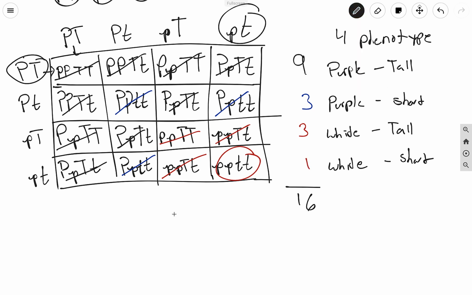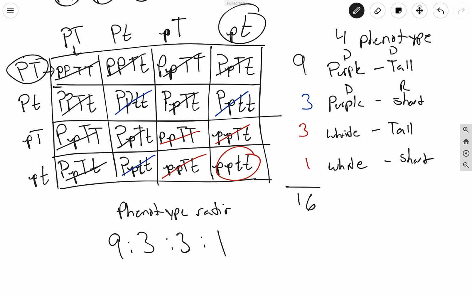So the typical phenotype ratio is 9 to 3 to 3 to 1. Every time you see a Mendelian dihybrid cross, you should expect 9 that are both dominant, 3 that are dominant and recessive, 3 that are recessive and dominant, and then 1 that is both recessive.